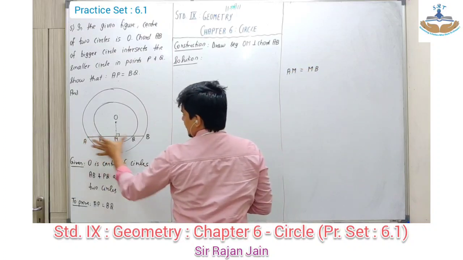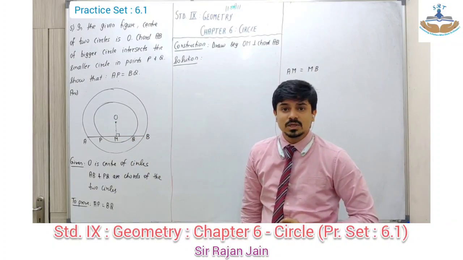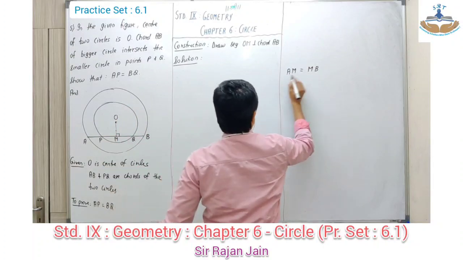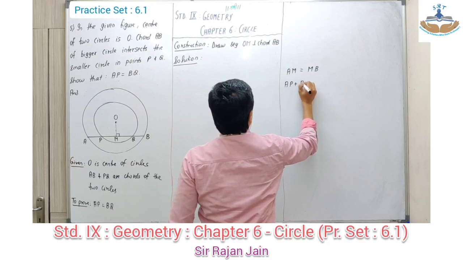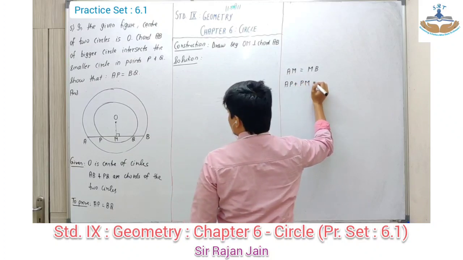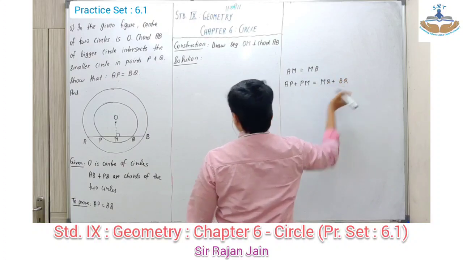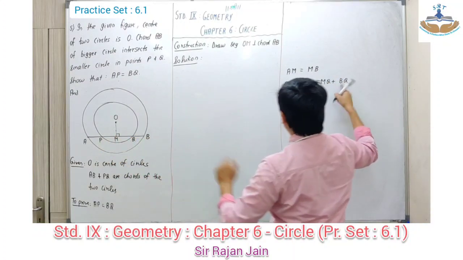क्या किया मैंने? AM equal to MB by doing what? Perpendicular drawn from center of the circle to the chord bisects the chord. Okay. अभी this AM equal to MB, AM I can break it as AP plus PM, and MB I can break it as MQ plus BQ. MQ plus BQ, BQ लिखो, one and the same.